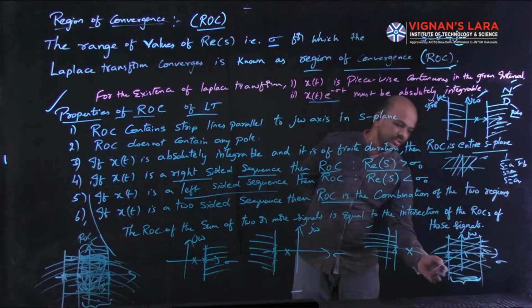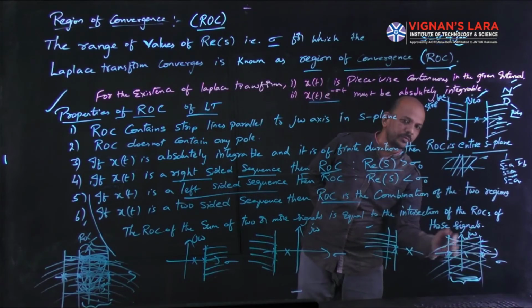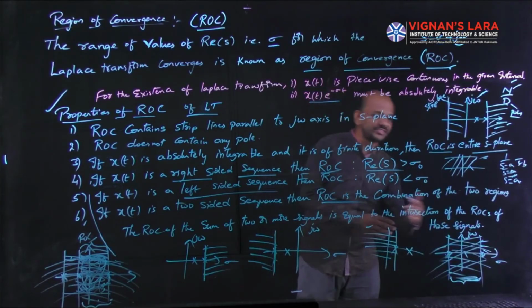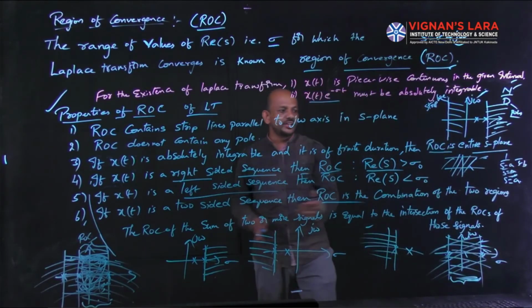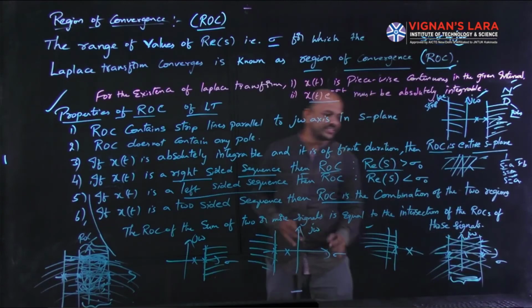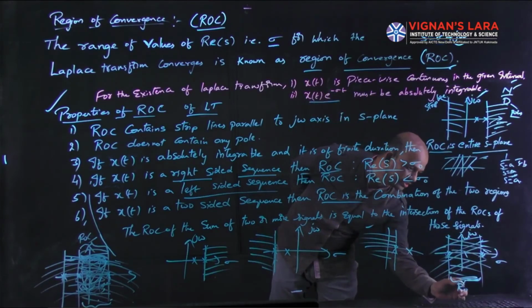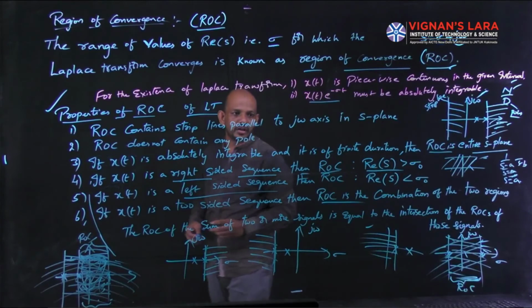Or simply, if x of t is a two-sided sequence, then the ROC is the combination of two regions. So here is one pole, because it is two-sided. One will come to the right side and the other will come to the left side. Then I go for the combination of the two regions as the ROC, the region of convergence.